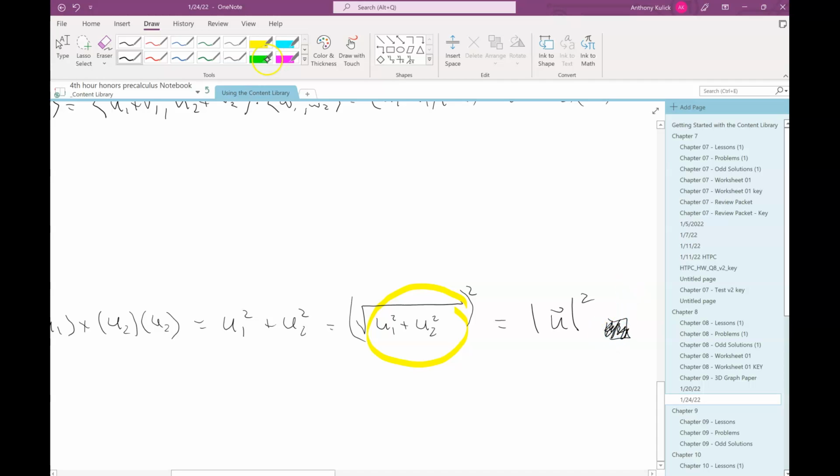So again, the only tricky place was doing this, where I rewrote the U1 squared plus U2 squared as the square root of U1 squared plus U2 squared, squared. But that's it.